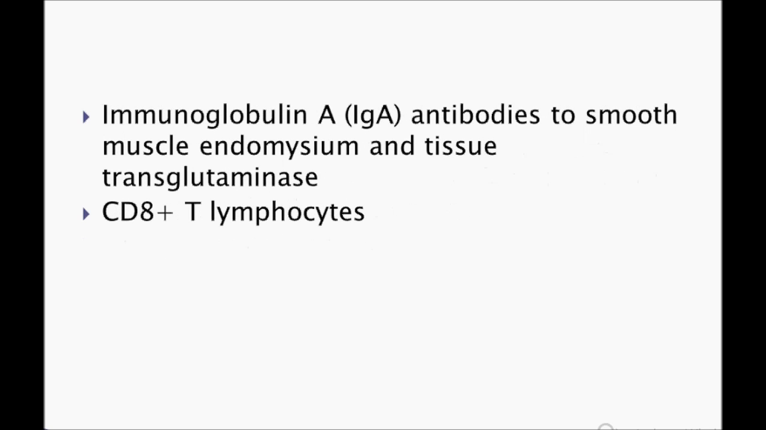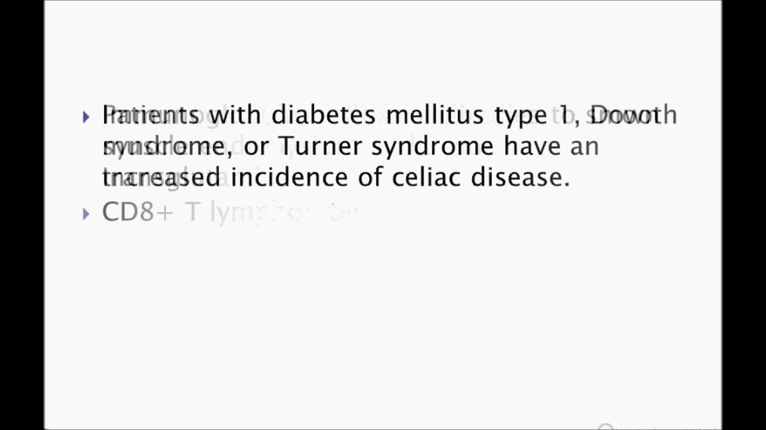Immunoglobulin A, IgA antibodies to smooth muscle endomysium and tissue transglutaminase, and CD8 plus T lymphocytes. Make a note of this, very important. Patients with diabetes mellitus type 1, Down syndrome or Turner syndrome have an increased incidence of celiac disease.